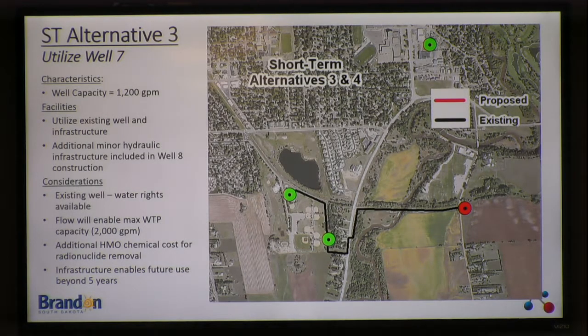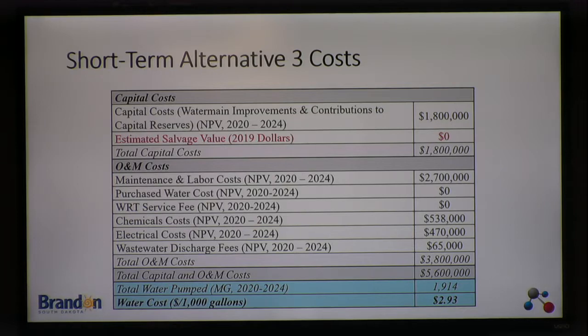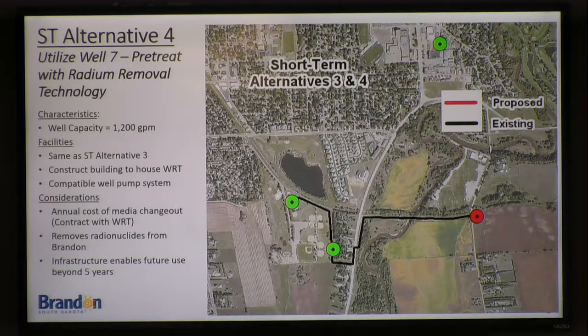Alternative 3 utilizes well number 7. The infrastructure is pretty much in place to do that. I know that there's some additional infrastructure that's being considered as a part of well 8's construction. That was assumed to take place. It's an existing well with available water rights. There, as a part of this cost evaluation, would be additional chemical required to treat this water for iron and manganese and radionuclide removal. And again, that infrastructure is in place, would be available for use beyond 5 years. Here are the costs associated with that. $2.93 per 1,000 gallons. The next alternative utilizes well 7, but engages a pretreatment process.